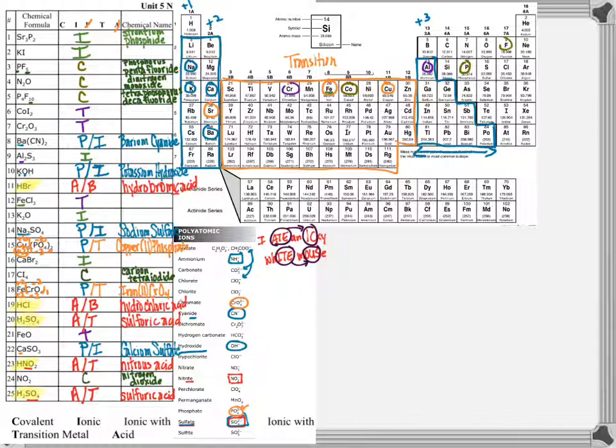Next we have potassium. A lot of my students have been putting P. P is for phosphorus, not potassium. Then we have iodide. Next ionic compound, we have aluminum and sulfide.